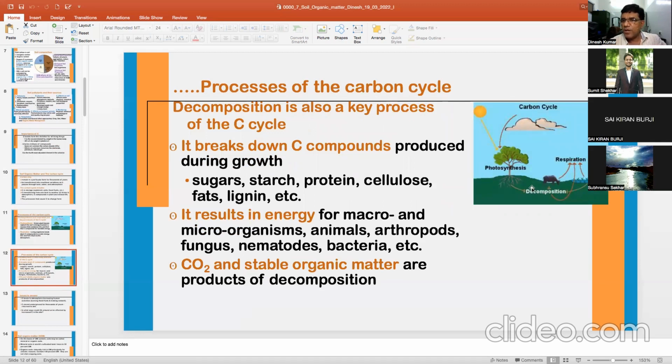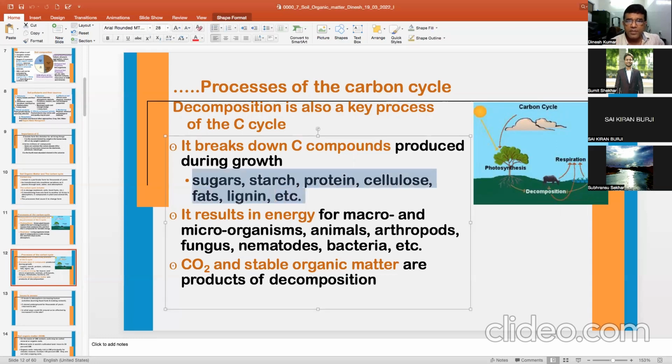You can see here, when organic roots are there or organic matter is added to the soil, then decomposition will happen. So what is there in decomposition? It breaks down the carbon compounds produced during growth. So those carbon compounds in organic matter are added into the soil, or they are getting converted into manure. So what happens? These sugars, starch, protein, cellulose, fats, and lignin, actually, these chemical forms are broken down into small forms. This is your decomposition. So it results in energy for macro and microorganisms.